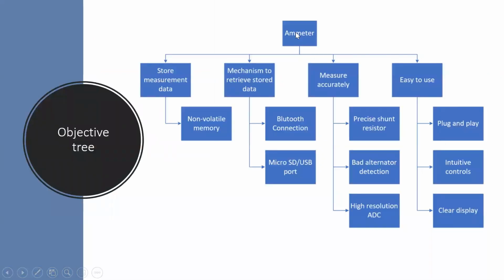Here's our objective tree. As you can see, the ammeter is at the top. We have the store measurement data with our non-volatile memory. The mechanism to retrieve the stored data with the Bluetooth connection and/or micro SD/USB port. We wanted to measure accurately with a precision shunt resistor, bad alternator detection, and high resolution ADC. We would like it to be easy to use so anybody could use it, so it can be plug and play with intuitive controls and a clear display so you can see it as you're driving, because sometimes it can get a little bumpy on the off roads.